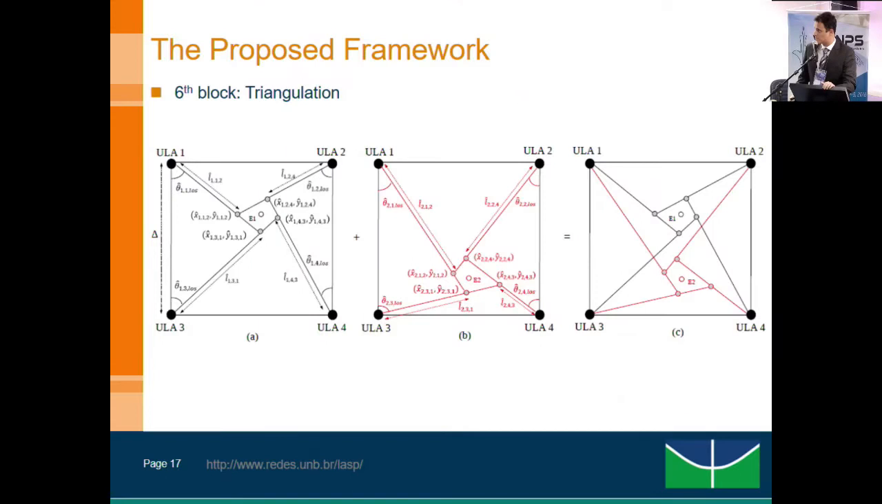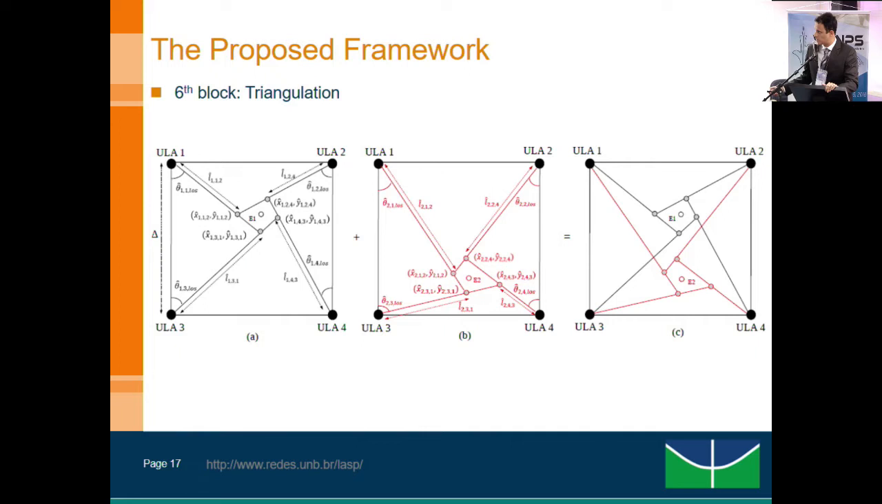Okay, let's restart. Finally, the last block of the presentation of the proposed framework is the triangulation. We assume that we have a system composed of four uniform linear arrays, which are located at the vertices of the square grid, and we have these four directions of arrival, which were computed from the previous step. So given these four DOAs, we compute the coordinates of these four points.